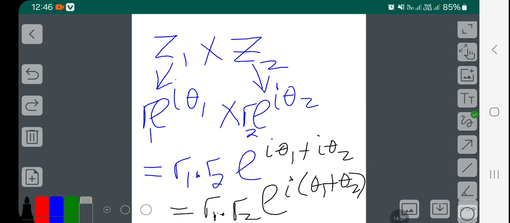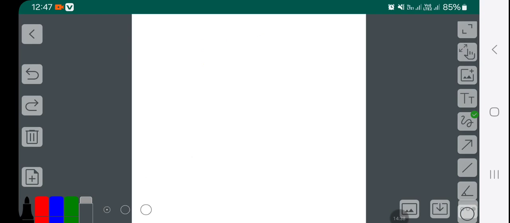So this is very important when you are dealing with these exponential forms. When you are dividing and when you are multiplying, you must know how to apply this. It's very important. So let's go back to our question, question 2.1. I'm focusing on question 2.1.